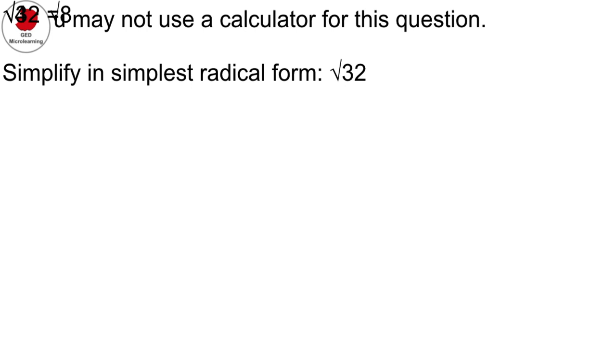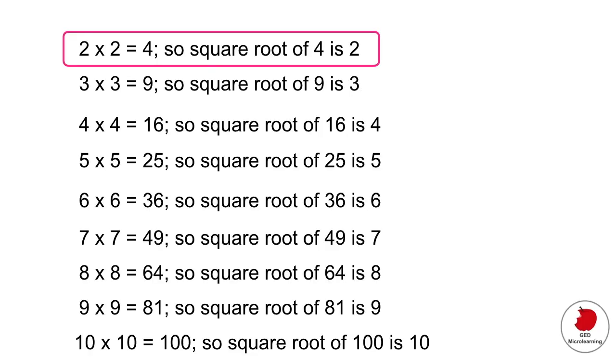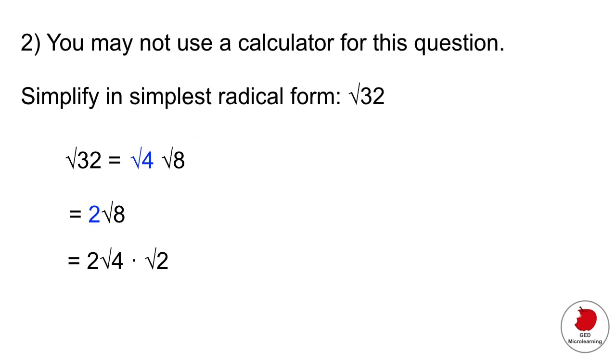If we break down the square root of 32 into the square root of 4 multiplied by the square root of 8, we can now look back at our table and we know that the square root of 4 is 2. So in this case, we would simplify it like this. You can see there in blue, I said that the square root of 4 is 2 multiplied by the square root of 8.